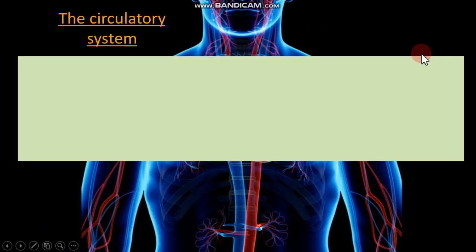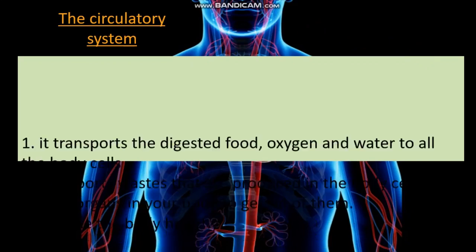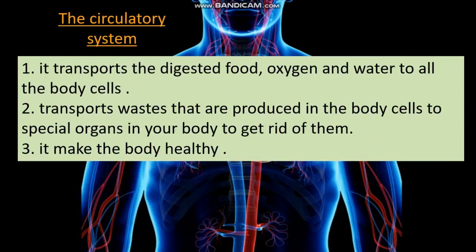Firstly, what's meant by circulatory system? The circulatory system is the system which is responsible for transporting the digested food, oxygen, and water to all the body cells, and transporting wastes that are produced in the body cells to special organs in your body to get rid of them. Number 3, it makes the body healthy.